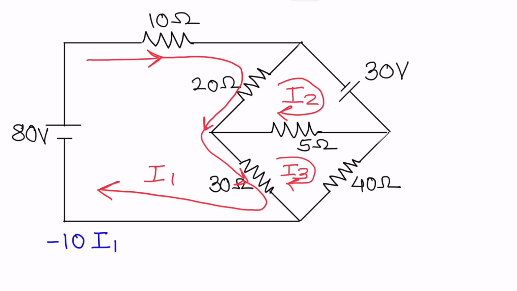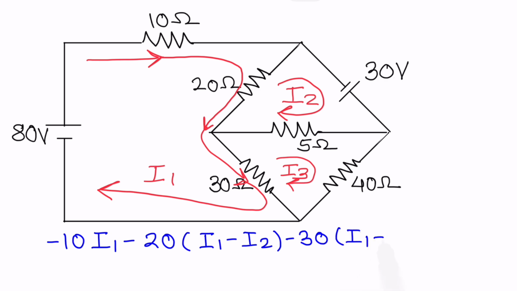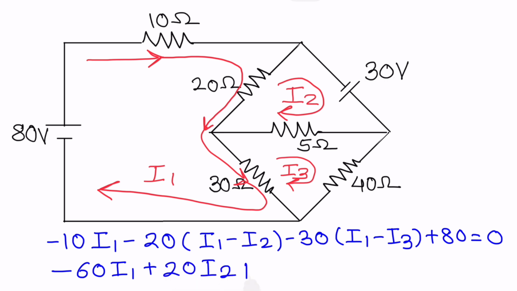I will write down the equation now once again. Minus 10 I1 minus 20 (I1 minus I2) minus 30 (I1 minus I3) plus 80 will be equals to 0. So you open the bracket, perform the mathematical calculations, and take I1, I2, I3 and constant in the given format. So this equation will become minus 60 I1 plus 20 I2 plus 30 I3 equals to minus 80.